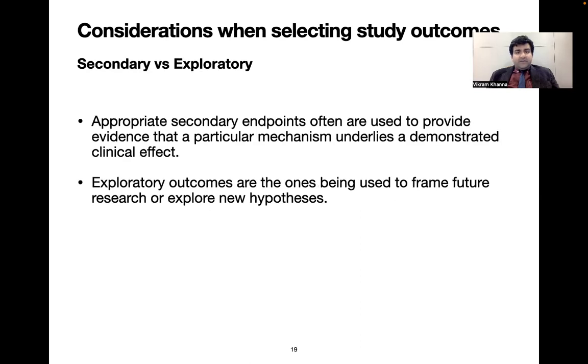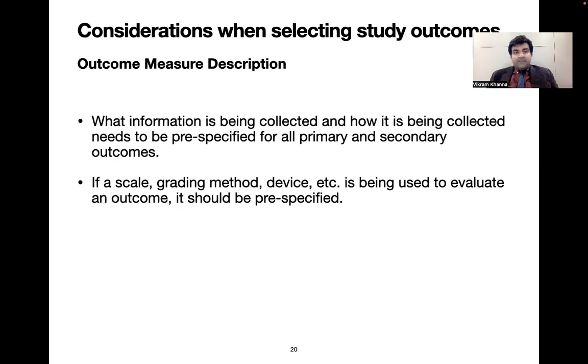Secondary versus exploratory outcomes. Appropriate secondary endpoints are often used to provide evidence that a particular mechanism underlies a demonstrated clinical effect. However, exploratory outcomes are the ones being used to frame future research and explore new hypotheses. This can be a separate last paragraph in your study, like, what do you expect the future of your outcomes to be.